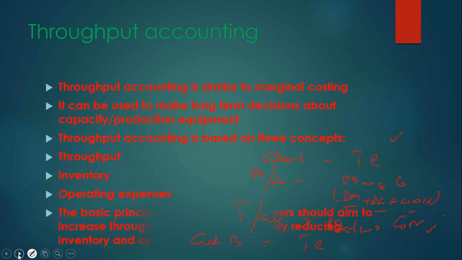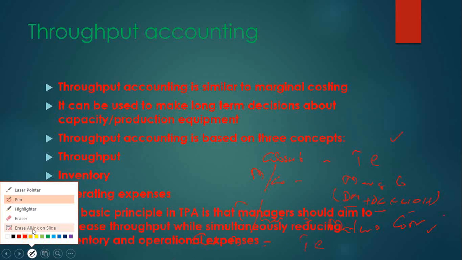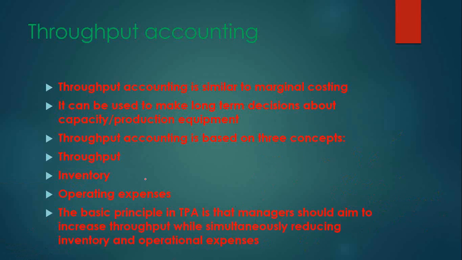All the time, yes. So the basic principle in throughput accounting is that the manager should aim to increase throughput while simultaneously reducing inventory and operational expenses. So remember, throughput is sales minus material cost. So you must increase the throughput. To increase it, either you must increase the sales or you must reduce the material cost.